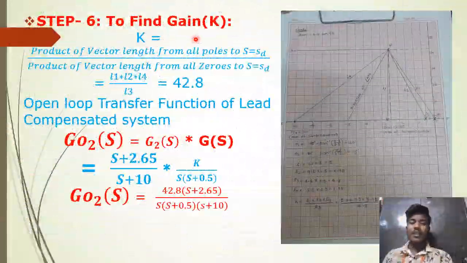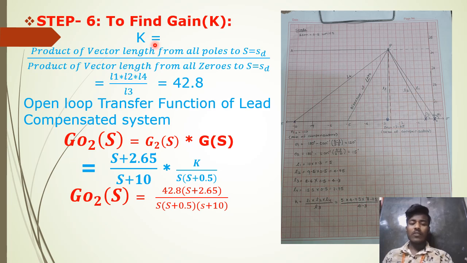Step 6. To find the gain K, we know the formula for K equal to product of vector length from all poles to S equal to SD by product of vector length from all zeros to S equal to SD. In the previous slide, I have explained we have to measure the lengths of these by scale. The formula is L1 into L2 into L4 by L3.